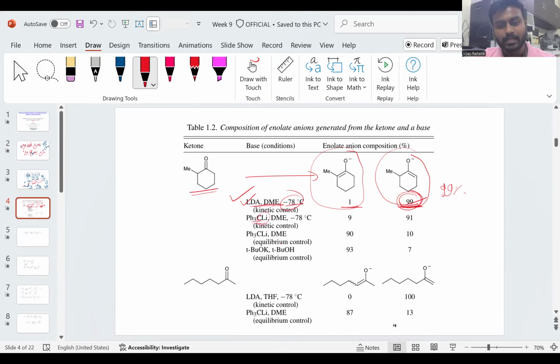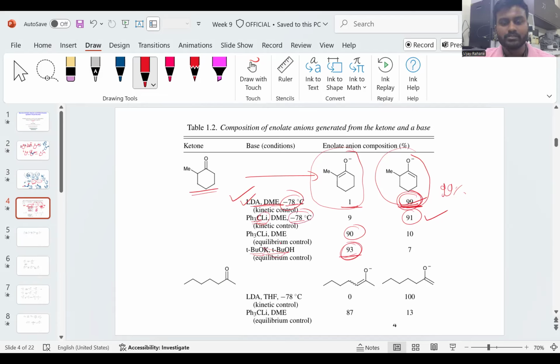So, at minus 70 degrees Celsius, the kinetic product is formed. But if you perform the same reaction at room temperature, the thermodynamically controlled enolate is formed, which is the stable enolate. Further, if you add potassium tert-butoxide in tert-butanol solvent, the thermodynamically stable enolate is formed. So you can see the difference between these two.